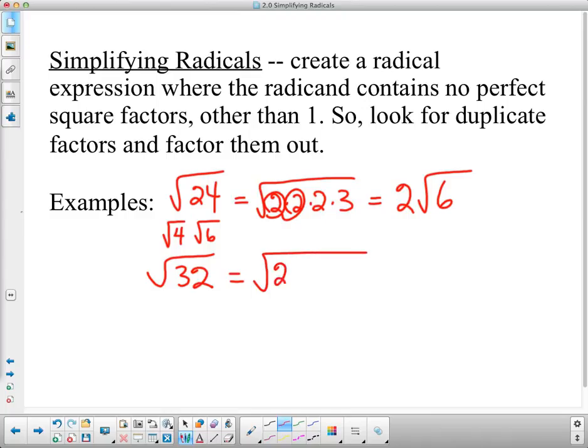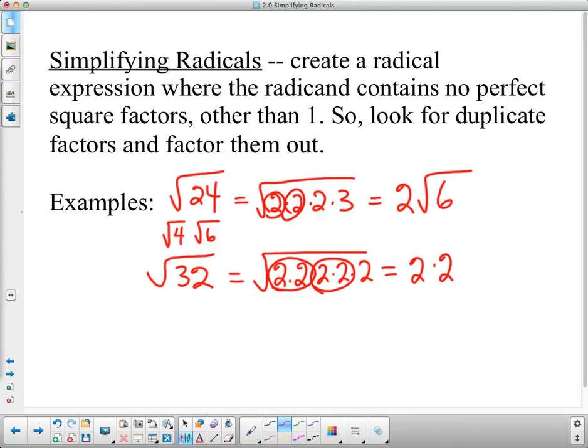How many 2's? And was that all? Okay, 2 times 2 times 2 times 2 times 2. Okay, so now we're looking for pairs. Well, there's a pair of 2's, so I'm going to have a 2 that's outside, but there's another pair of 2's. Another 2 goes outside.